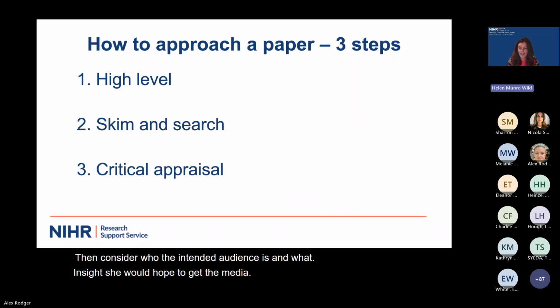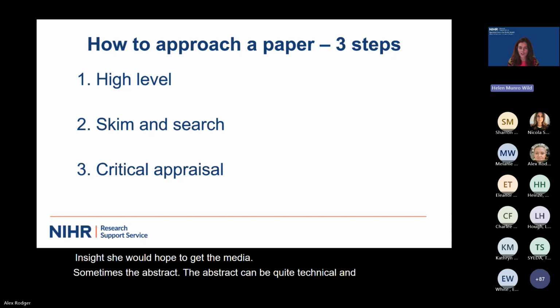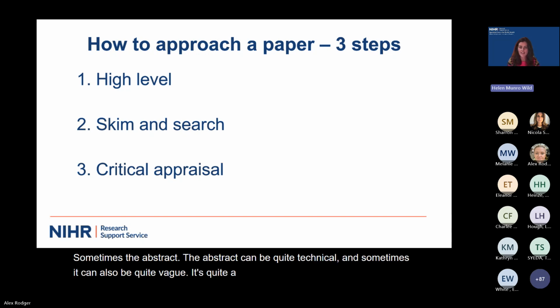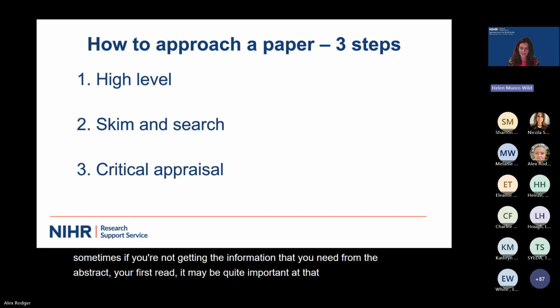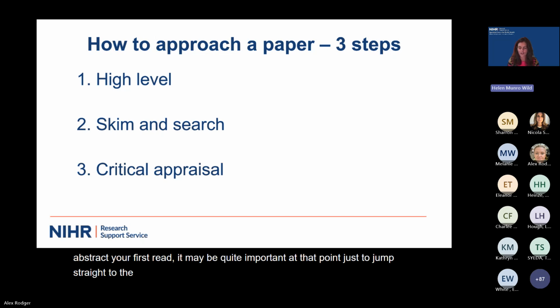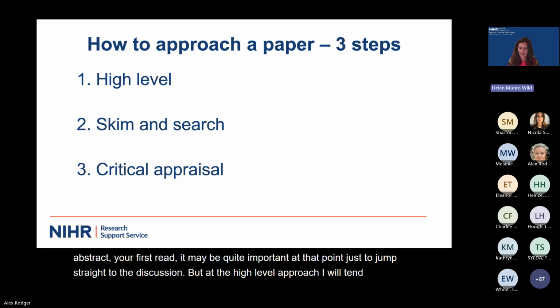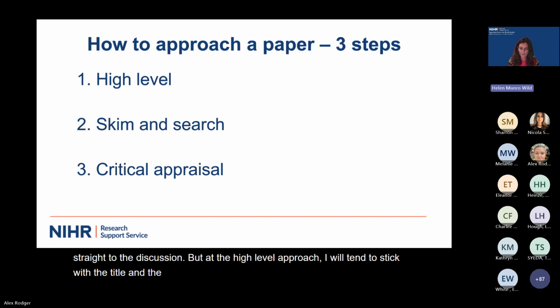Sometimes the abstract can be quite technical, and sometimes it can also be quite vague. It's quite a short summary of the paper. And so sometimes if you're not getting the information that you need from the abstract in the first read, it may be quite important at that point just to jump straight to the discussion. But at the high-level approach, I would tend to stick with the title and the abstract to begin with.